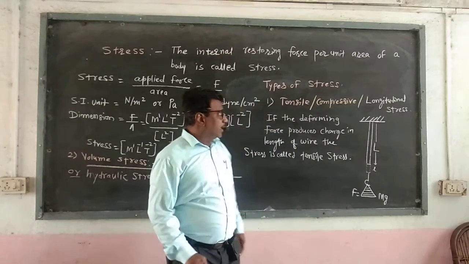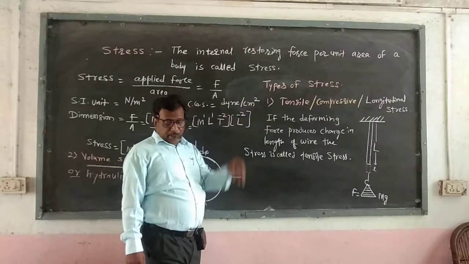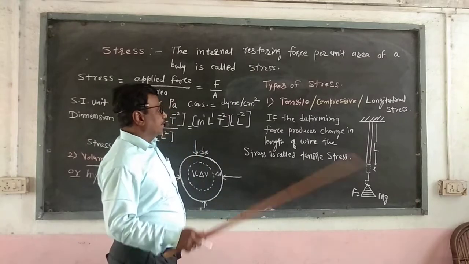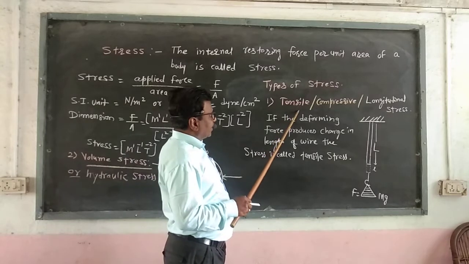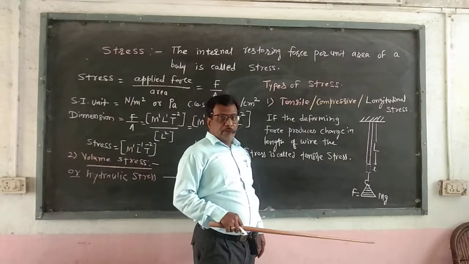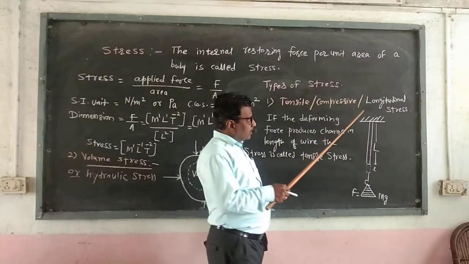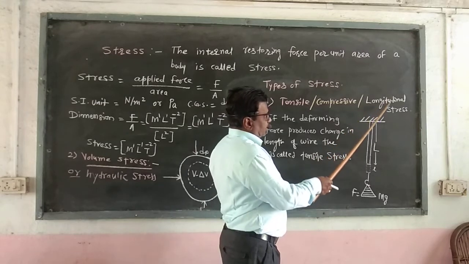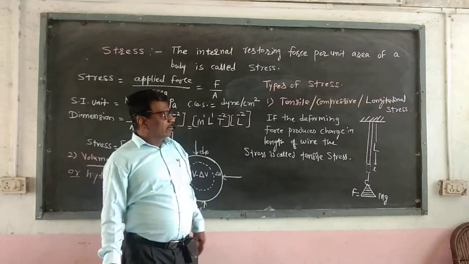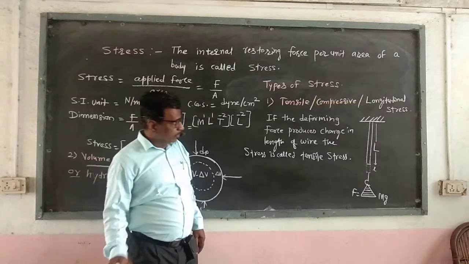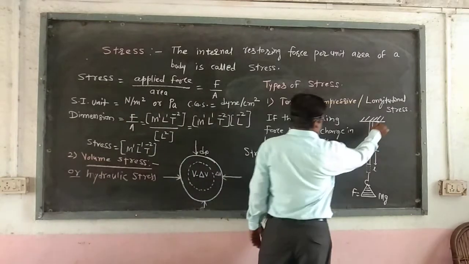Now we see types of stress. So first type of stress is called tensile stress. Another name of it is compressive stress, and another name is longitudinal stress. So what is meant by tensile or compressive or longitudinal stress? For that we draw this diagram.